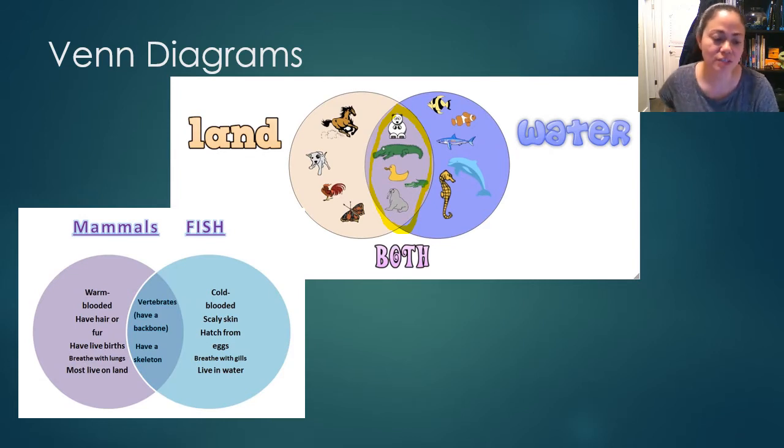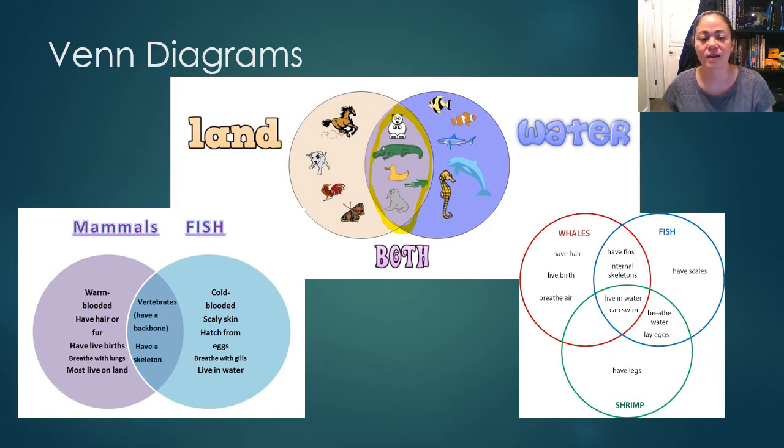This one still has two circles with one overlapping area. But the complexity comes in that we're not categorizing things anymore. We're categorizing ideas. So this Venn diagram has a circle that shows the characteristics of mammals and a circle that shows the characteristics of fish. And then that overlapping area shows the characteristics that fish and mammals have in common. So we're not classifying things or objects, we're classifying ideas here, and that starts to get us towards where we can be complex and sophisticated in our classification systems.